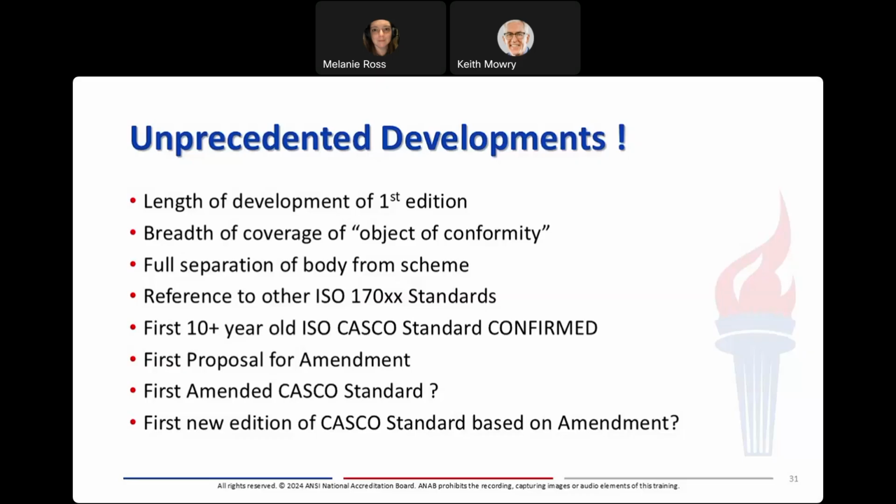It's the first 10-plus-year-old standard to be confirmed on a systematic review ballot. It's the first document in ISO CASCO to have a proposed amendment. If it's passed, it'll be the first amended CASCO standard. And finally, if the first new edition is a new publication of the standard with the amendments incorporated, it'll be a first in that regard as well. So that brings me to the end of the sequence and the story of events with 17065 and what's happening with it today. I'm going to turn it back over to Melanie briefly, and then we'll have some Q&A.